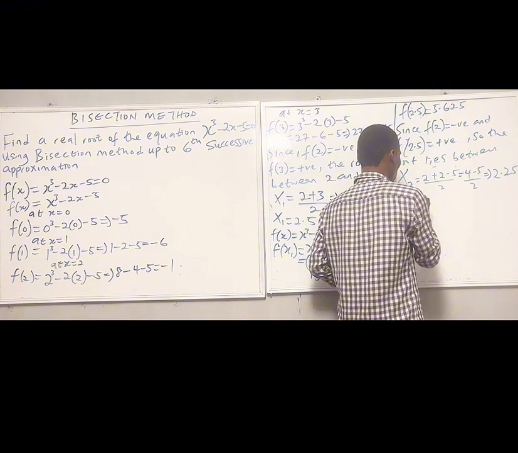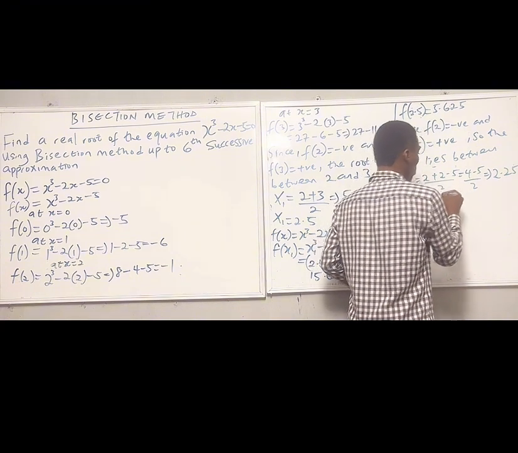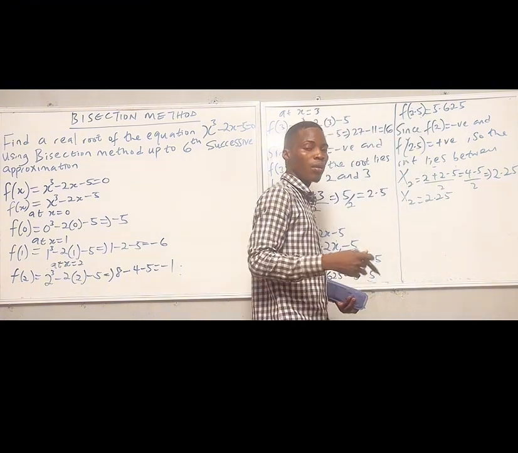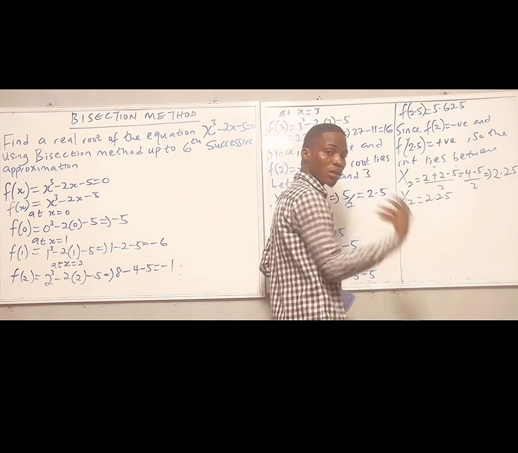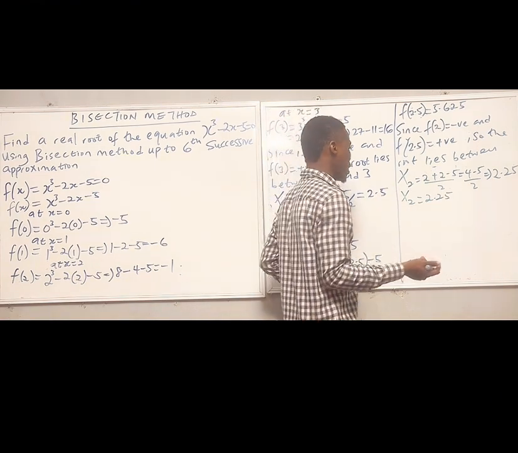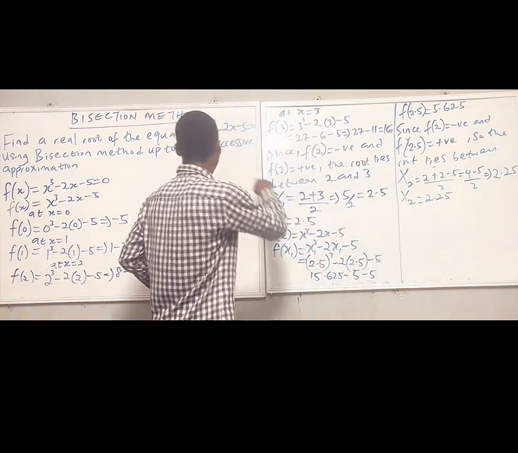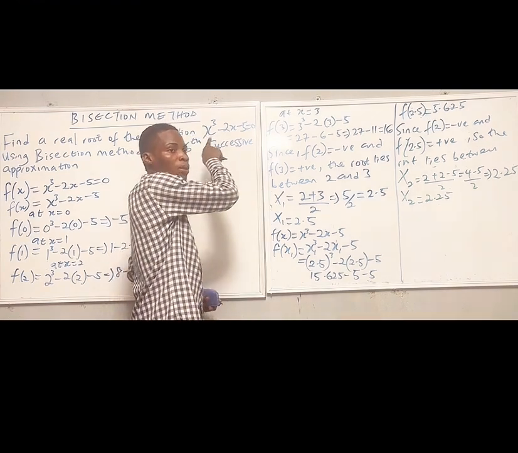2.25. That is my S2. So I have to get where my root lies again, so I can determine the midpoint for me to get my S3. And we are told to do what? To see successive approximations.